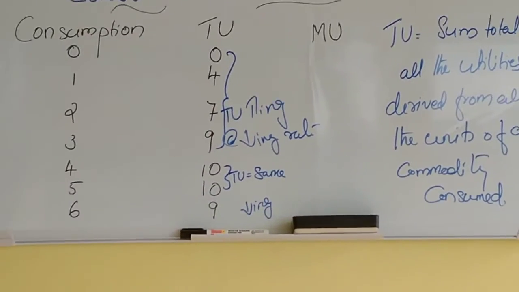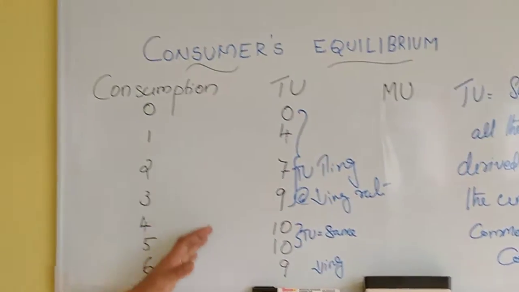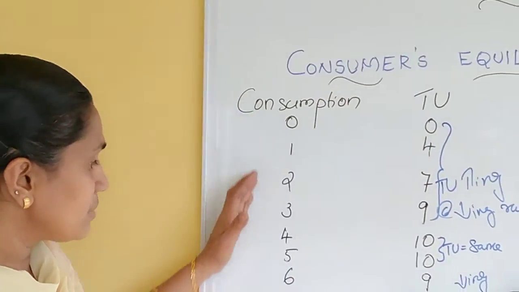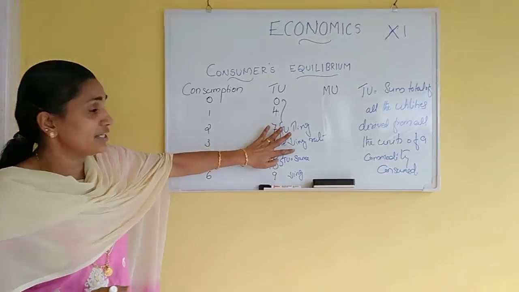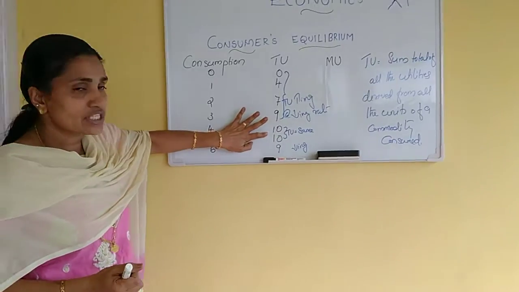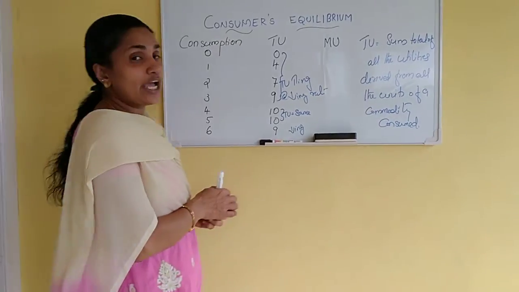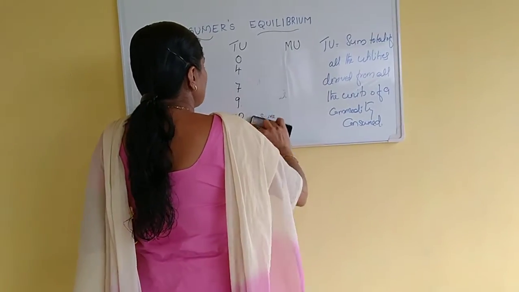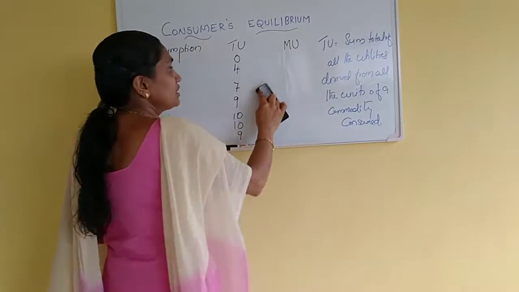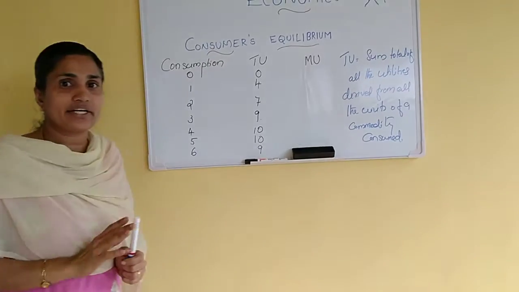There are 3 stages in this table. When consumption increases, total utility increases. In the beginning, total utility increases at a decreasing rate. Then it becomes constant. Then it decreases. I hope you understood. Then we can see marginal utility. You know what marginal utility is, right? We already studied it. I told you.